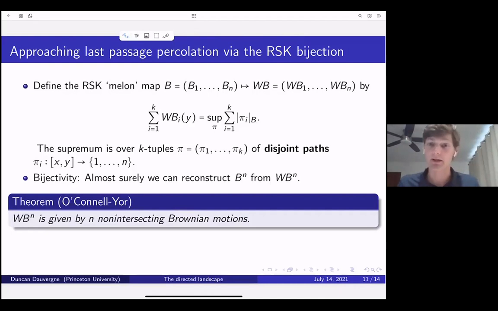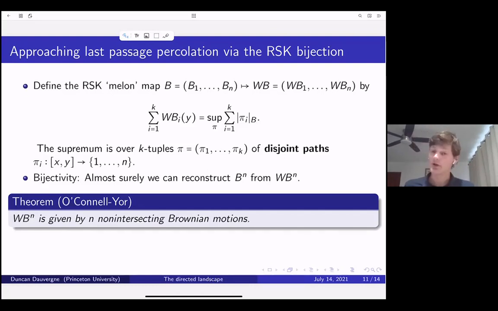And one consequence of having a nice bijective structure is it also plays really nicely probabilistically. So the push forward of the n independent Brownian motion measure is nice under this map W. So WB is given by n non-intersecting Brownian motions. And so you can genuinely start doing analysis on this. There are nice determinantal formulas for this object. It also corresponds to Dyson's Brownian motion, random matrix theory. And you can really start to understand this.